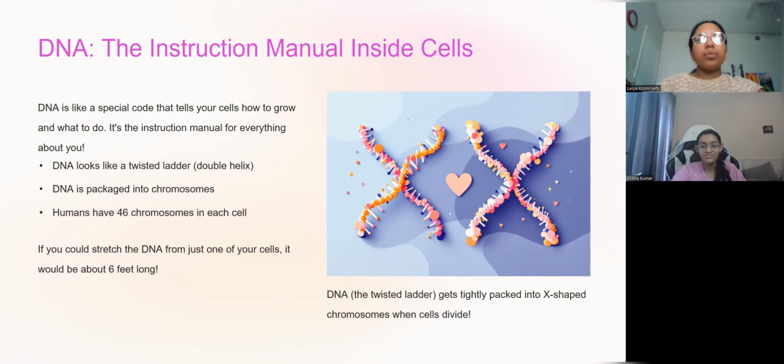DNA is packed into chromosomes. Humans have 46 chromosomes in each cell. If you could stretch the DNA from just one of your cells, it would be about 6 feet long. That's so tall. And that's just the DNA from one of your cells. Just imagine how we have trillions of cells in our body, so the DNA in them could stretch very, very long. DNA is the twisted ladder, the double helix, and gets tightly packed into X-shaped chromosomes when cells divide.